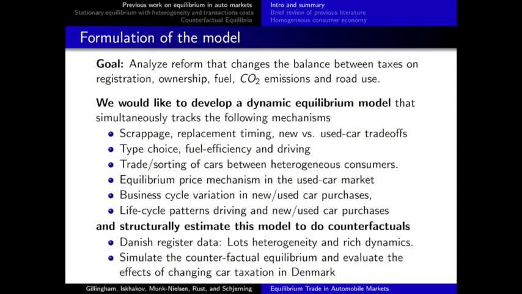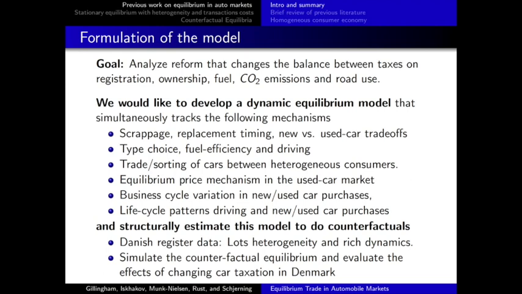So we want an equilibrium price mechanism in the used car market. It turns out that if you change the price of registration tax, it's going to have an effect on the prices of used cars. And then the business cycle variation, we saw that was really important in new car purchases and therefore also has an effect on the used car market, because the age distribution of the whole fleet of cars is mimicked by previous new car sales. So we see these waves in the distribution.